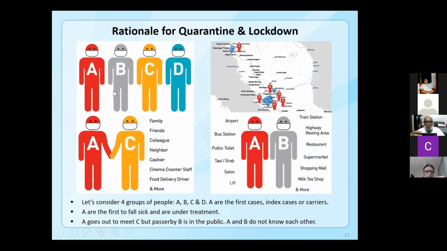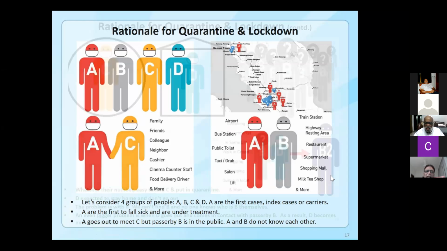So basically, we can consider people into 4 groups, A, B, C, D, as you can see on the picture. So A is the first case, what we call the index case or carrier. Then A are the first to fall sick and they are under treatment. A goes out to meet C, but passerby B is in the public. A and B do not know each other. So as A goes to the airports, bus stations, wherever to meet C, there's also B, and A and B don't know each other, but B can get the disease from A.